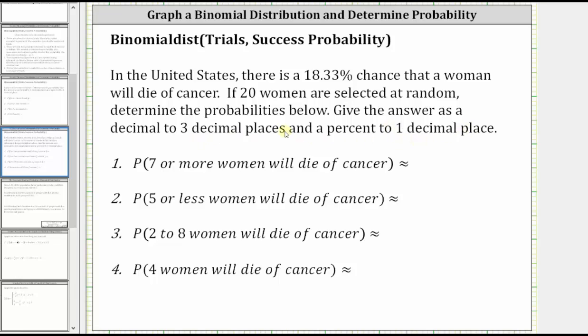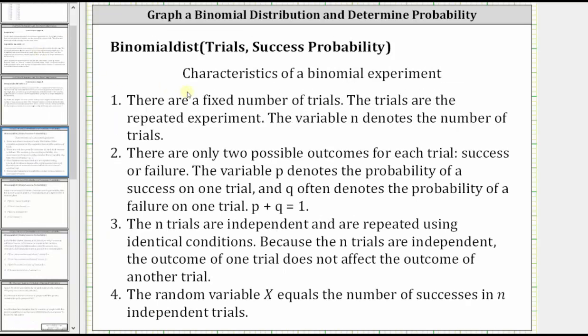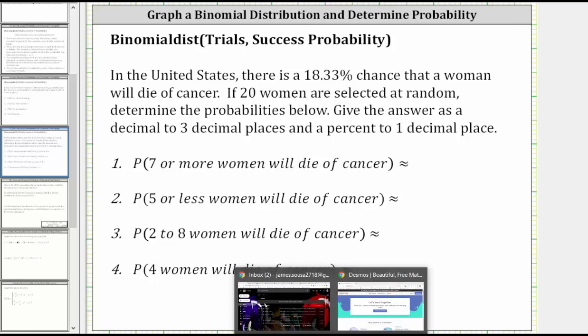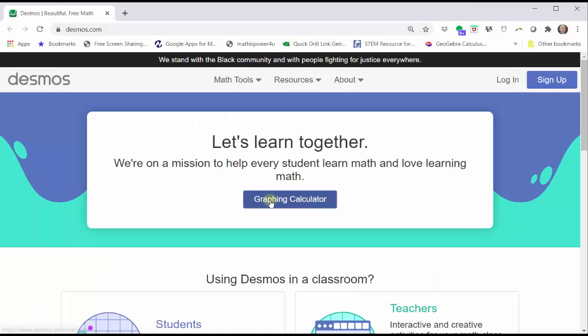To begin, we need to recognize we do have a binomial experiment, which we discussed earlier, with the following characteristics. If you need the review, you may want to pause the video and read these characteristics. Let's begin by graphing the binomial distribution. To do this, go to Desmos.com and click Graphing Calculator.